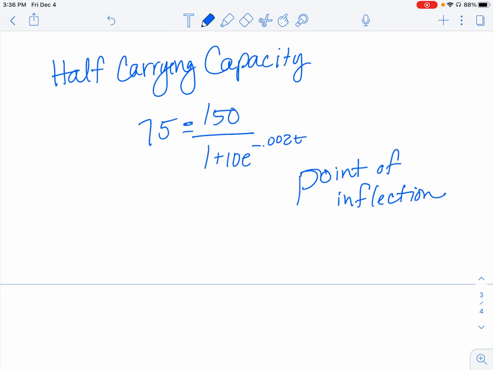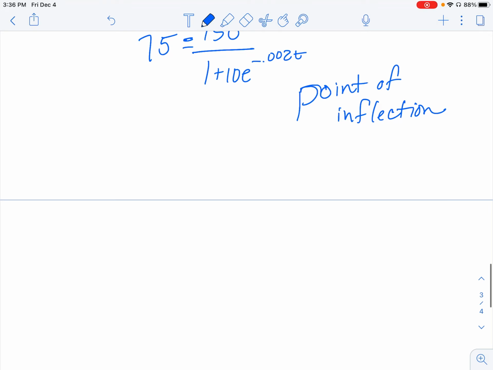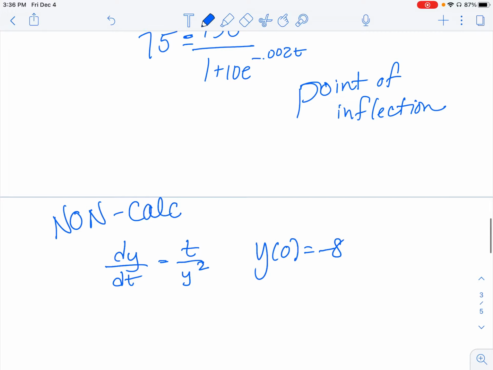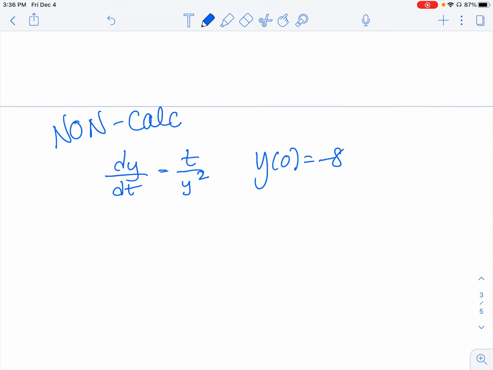Okay. Going on to problem 6, which was non-calculator. So now I'm just doing non-calc. Okay. And you have dy dt is equal to t over y squared. And you have y of 0 equals -8. Okay. So this one should be pretty foolproof because once you get your equation, you have an ordered pair to use to check your answer.